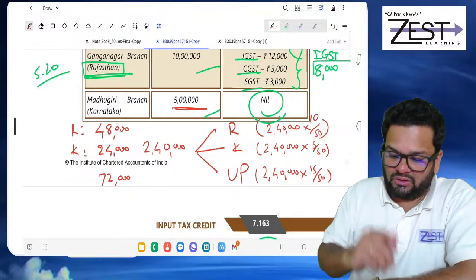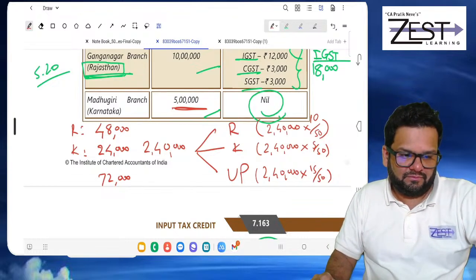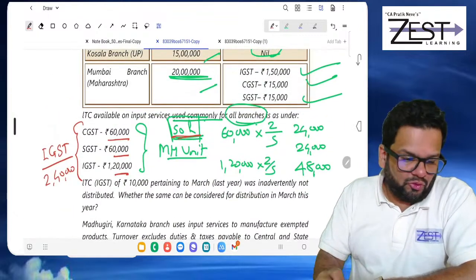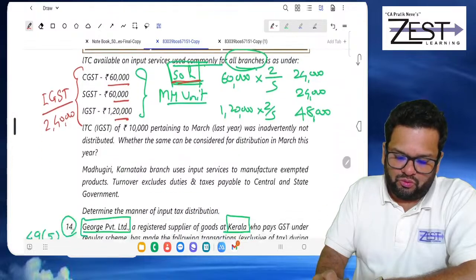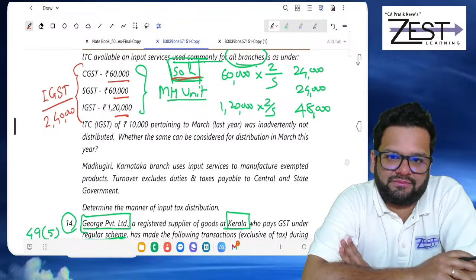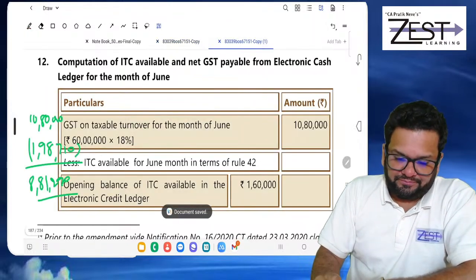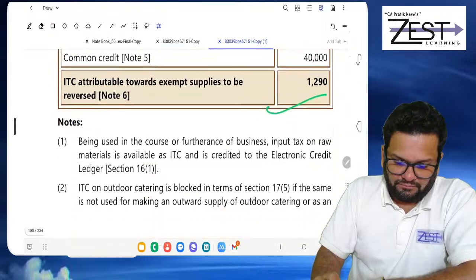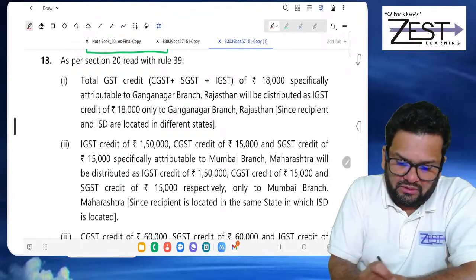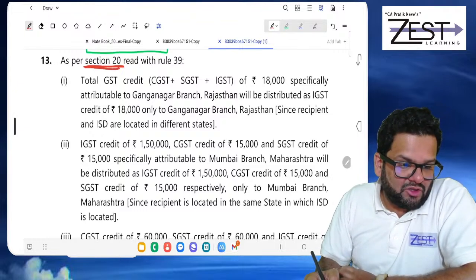I am not getting what 120 you have calculated. Maybe that was for the earlier one. I don't know. But I hope all of you got these figures. What about you, Mahalakshmi ji? And what about recorded batch students? Check, if you want. See this. Total, so it is as per section 20. That your 120 I did not get, Ashima ji.